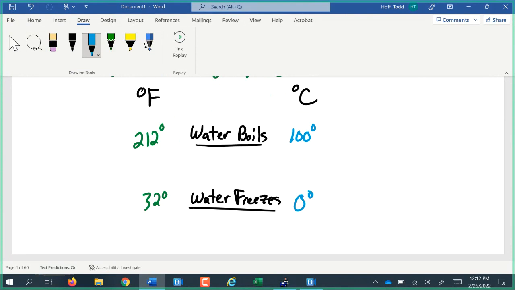Because of this, there's 100 degrees between water freezing and water boiling. The Celsius temperature scale has sometimes been called the centigrade temperature scale, centi meaning 100, grade meaning division, so 100 divisions. Makes sense. That name has kind of faded a little bit in recent years. But that's what they're talking about, is that 100 divisions or 100 degrees between freezing and boiling of water.